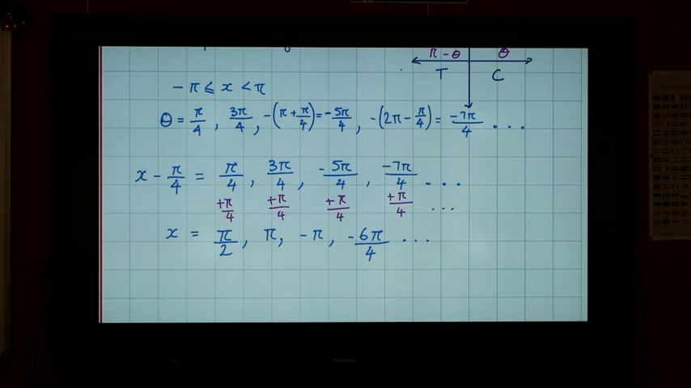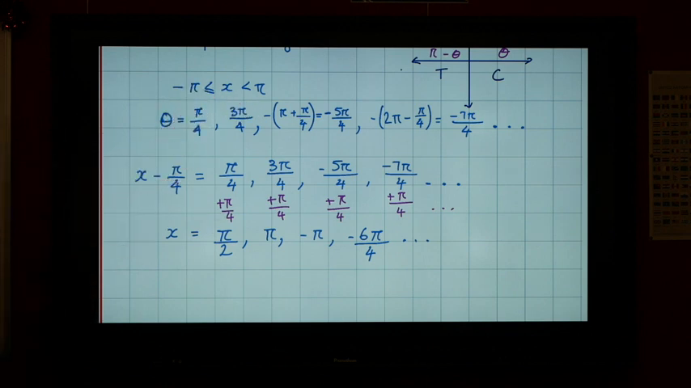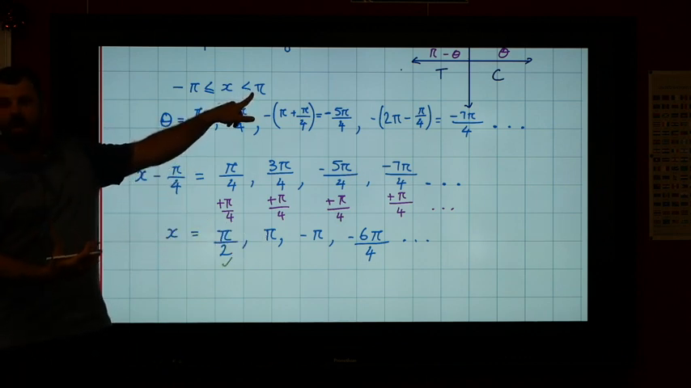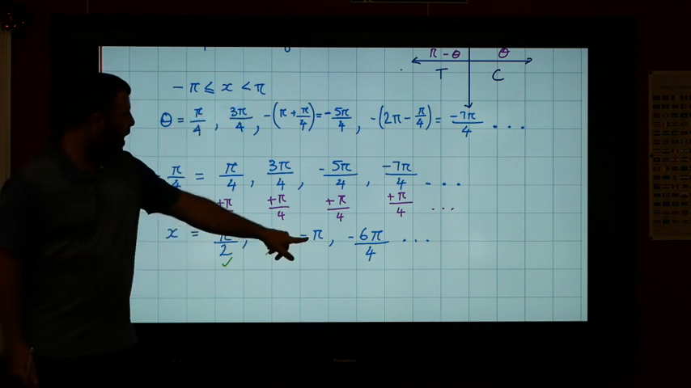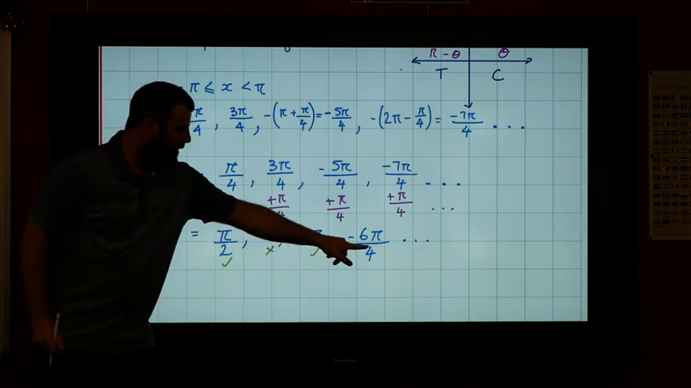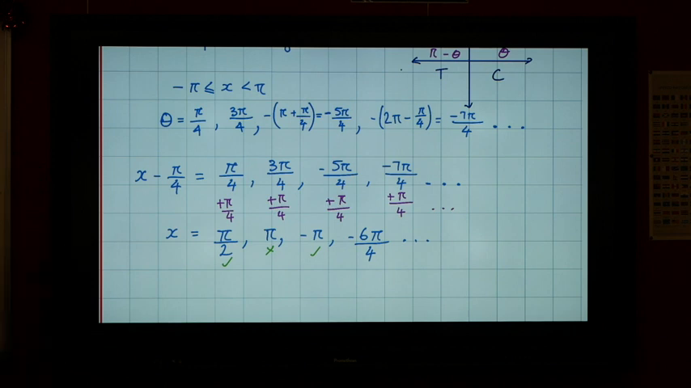Now I've done the algebra part, I'm going to go back to my domain and pick the solutions that match my domain. Pi on 2, that's inside my domain, I want that one, so we're going to stick with that. Pi is not in our domain, we've got to be less than pi, so I don't want that solution. Minus pi, in my domain, I want that. Negative 6 pi on 4, outside my domain, so I don't want that.